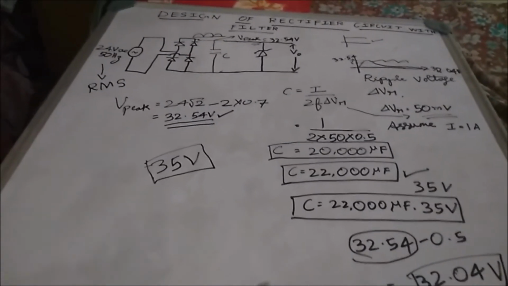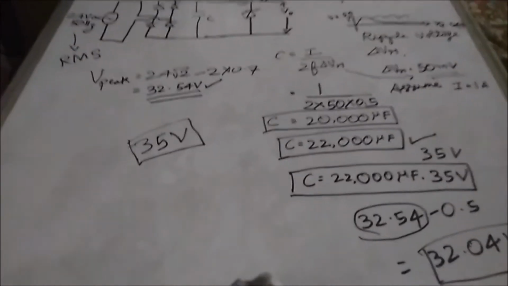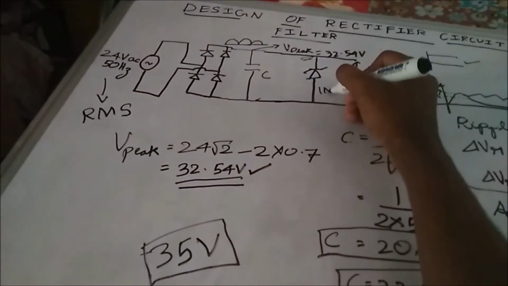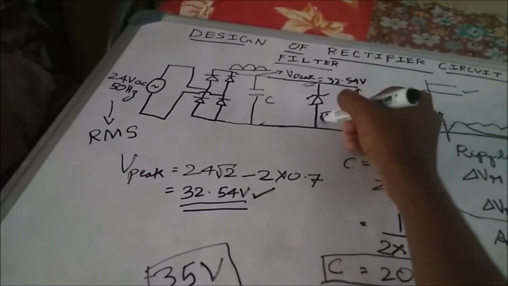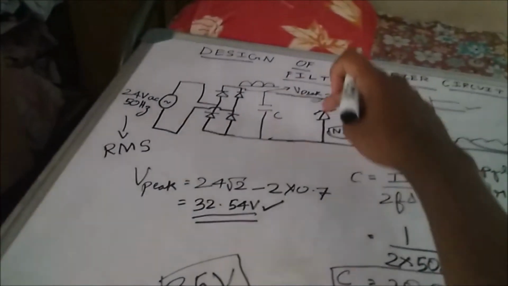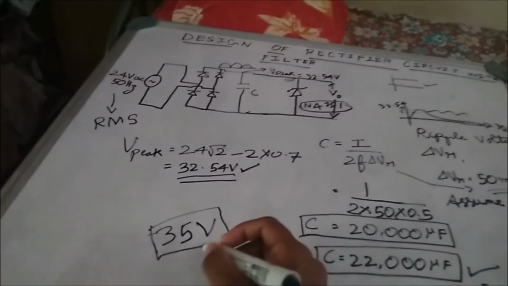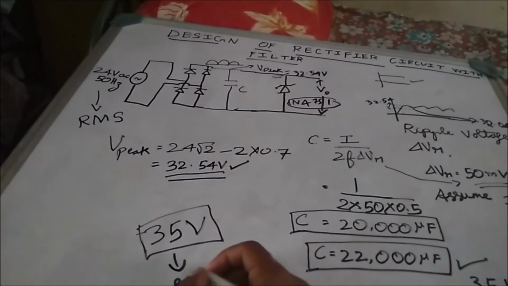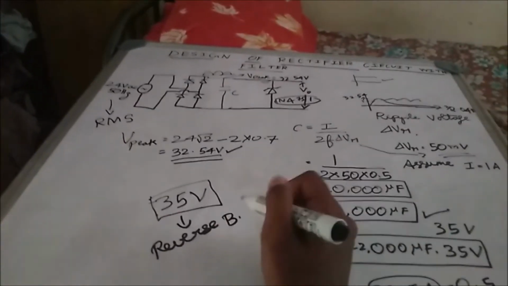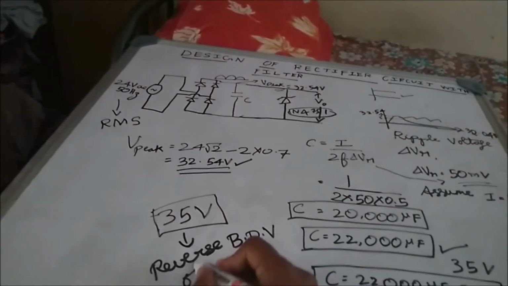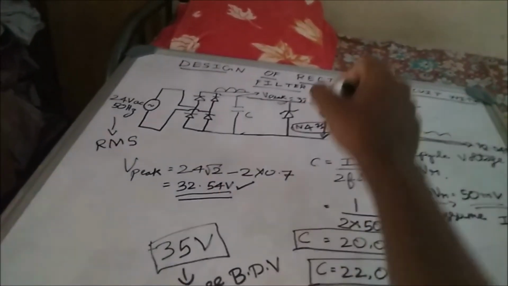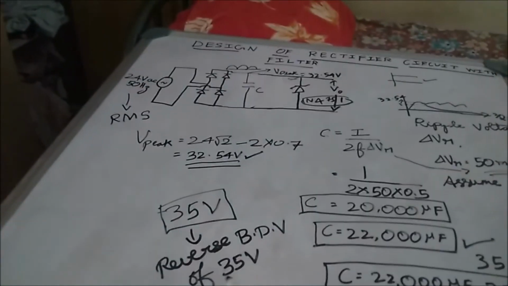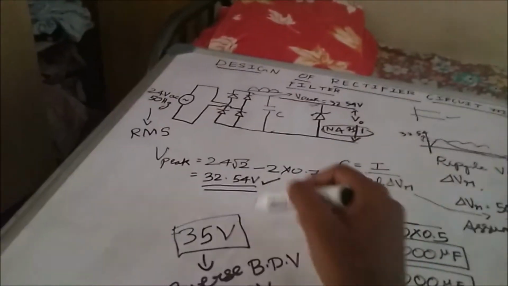The 35 volt Zener diode which is practically available is 1N4751, and this is the Zener diode we are going to connect here, which has a reverse breakdown voltage of 35 volt. If you select the voltage rating to be less than this, the diode will short. Hence we will be selecting more than this value.